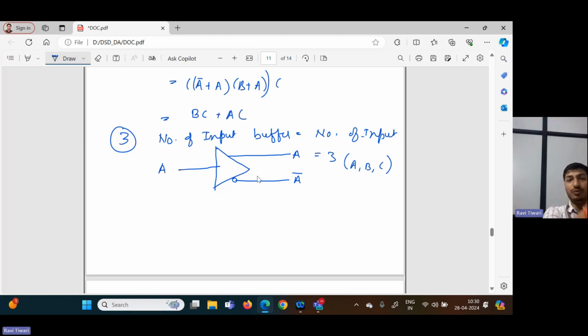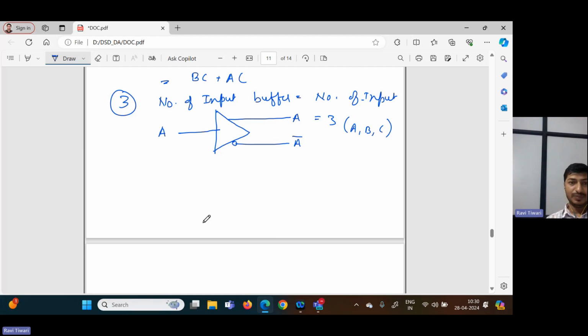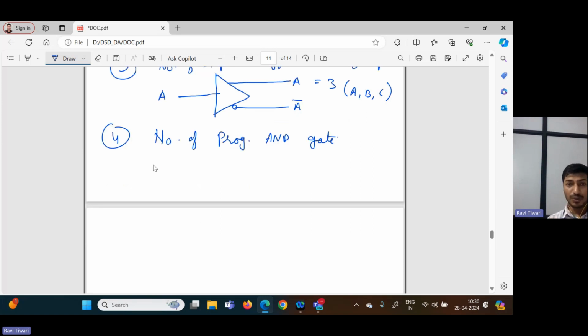Now, after this, we have to find out the number of AND gates. So in the fourth step, we have to find out the number of programmable AND gates. And this is more important because here we require the expression of its outputs. Y1 we already calculated as A B bar plus AC. Similarly, we calculated Y2 is equal to BC plus AC. Here you have to find out unique minimal terms, unique SOP terms.